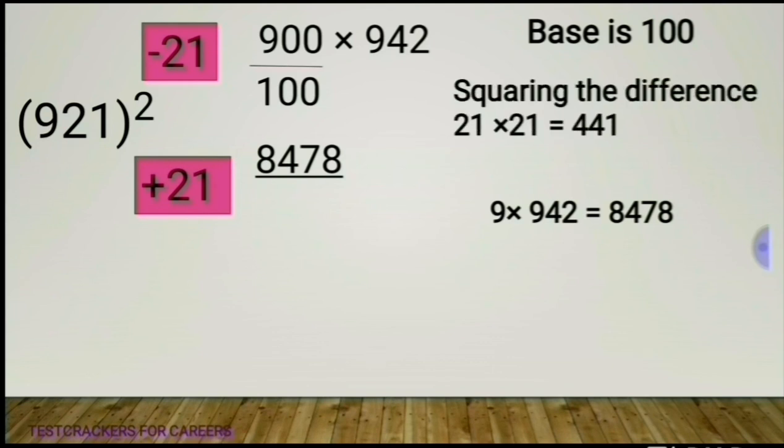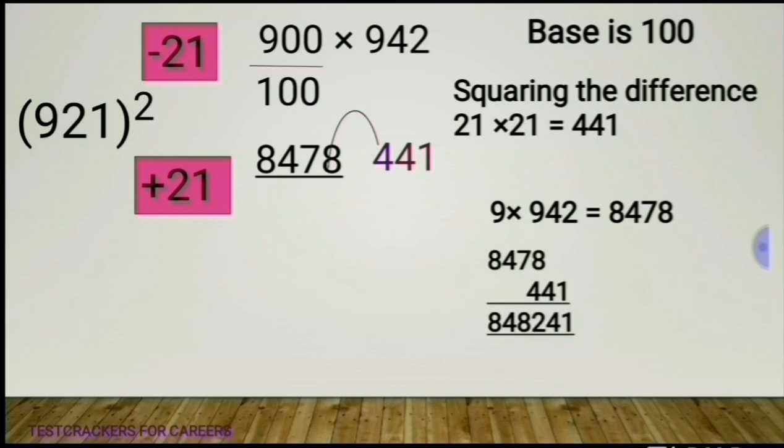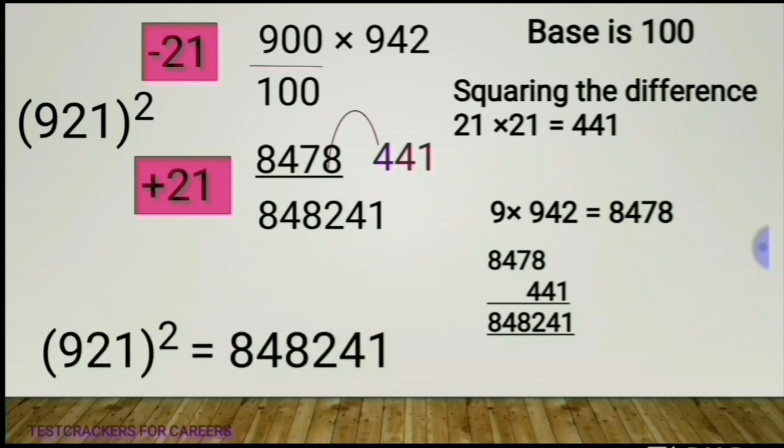As the base is 100, we can write only 2 digits in the second part. And we have to carry over 4 to the left hand side. We add 8 with 4. We get 848241. 921 squared is equal to 848241.